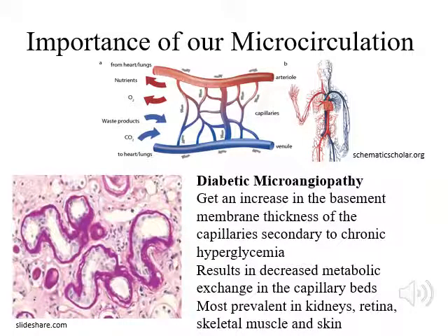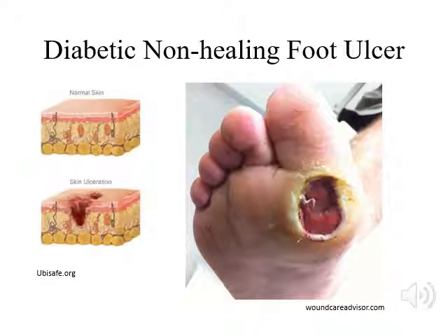The importance of our microvascular circulation is nicely demonstrated by diabetic microangiopathy. Diabetics unfortunately get an increase in the basement membrane thickness of the capillaries secondary to chronic hyperglycemia. This results in decreased metabolic exchange in the capillary beds. The most prevalent affected organs include the kidneys, the retina of the eye, skeletal muscle, and skin. Lack of nutrient exchange in the microvasculature of the skin results in non-healing ulcerations.